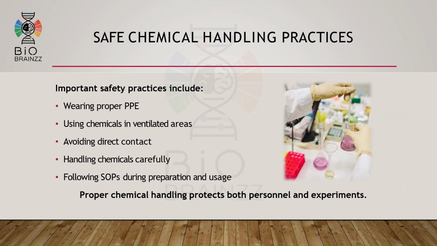To ensure chemical safety, certain standard handling practices must always be followed. Personnel should wear proper PPE like gloves, lab coats, and goggles. Chemicals should be used only in properly ventilated areas. Direct contact must be avoided. All chemicals should be handled carefully and according to SOPs or standard operating procedures. Following these practices protects both laboratory staff and experimental samples.